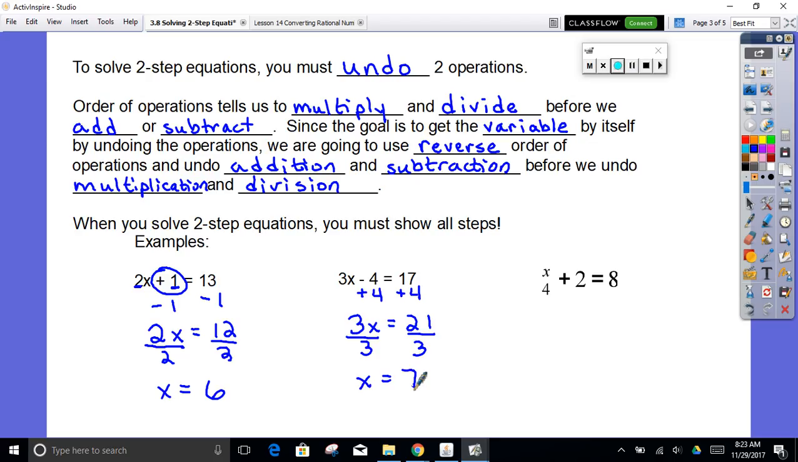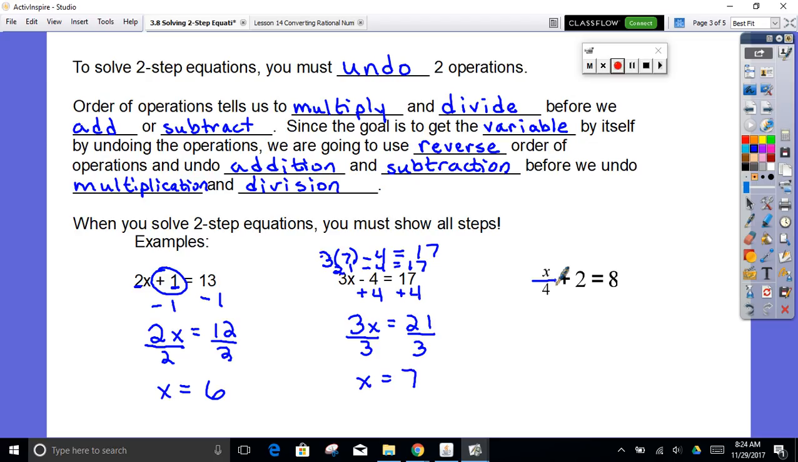And for all of these, when we get our answer, we can check it by substituting it back into the original equation. So if we're saying that x equals 7, it better be true that when we put 7 in for this x, we get the right answer. So let's actually check this one. 3 times 7 minus 4 should equal 17. 3 times 7 is 21, and 21 minus 4 does equal 17. So it's always a good idea to go back and check, especially as the equations get longer and more complicated.